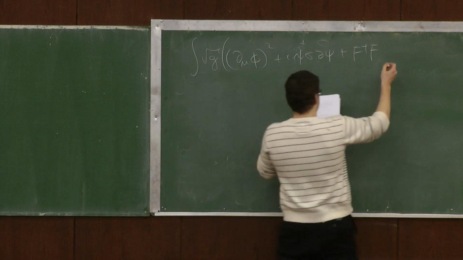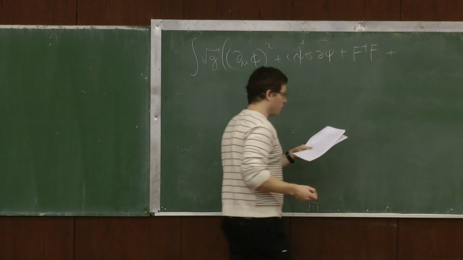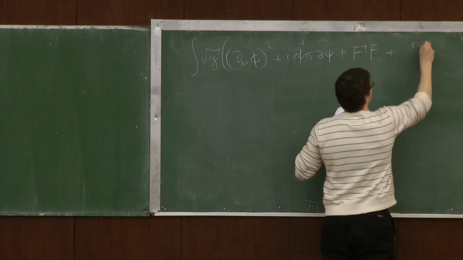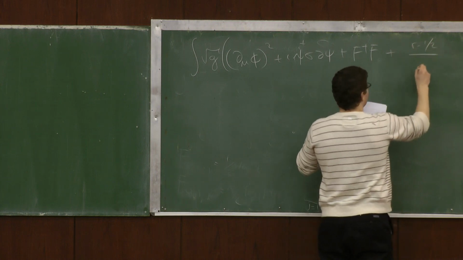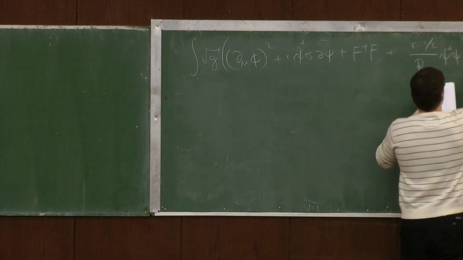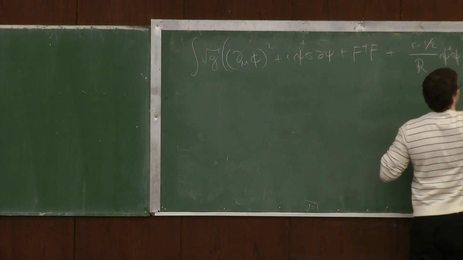And now there are corrections which go like 1 over the radius. The corrections which go like 1 over the radius are r minus a half. I'll tell you what r is in a second. R ψ†ψ plus r 2 minus r.